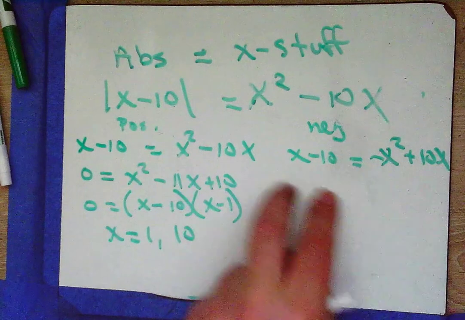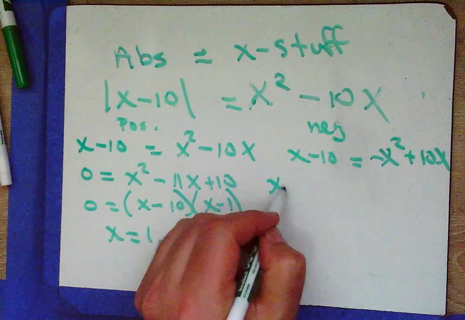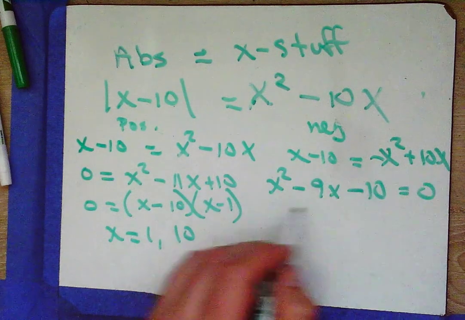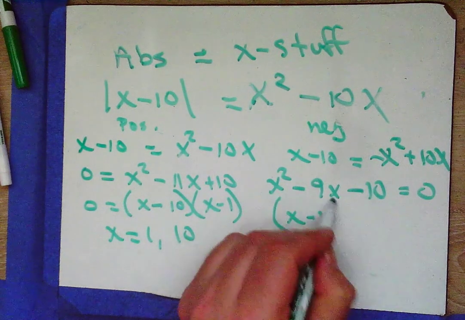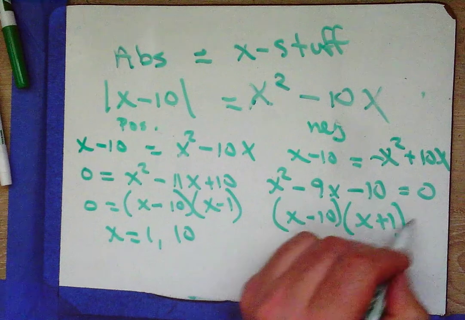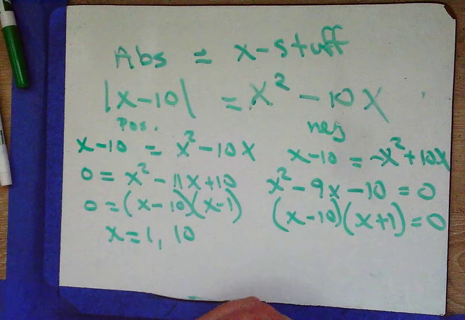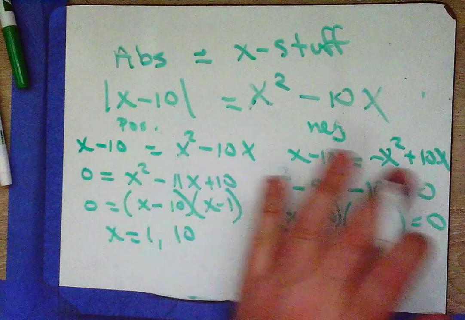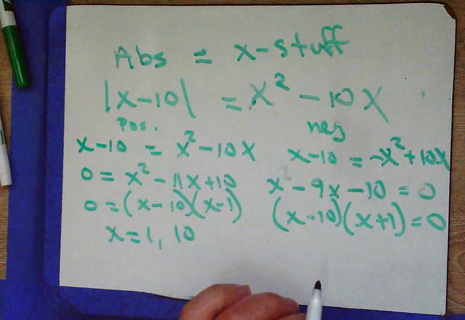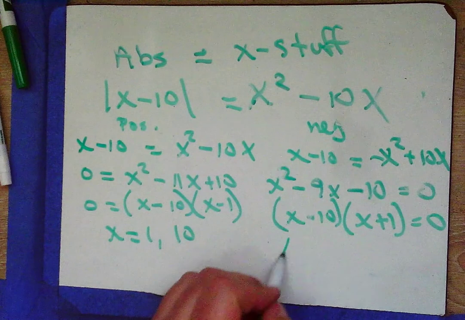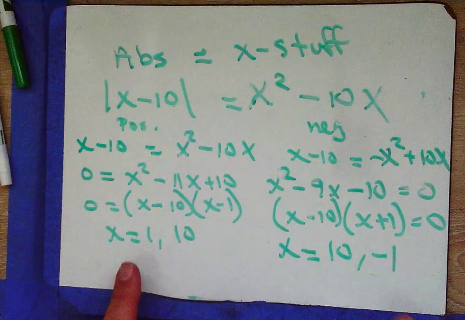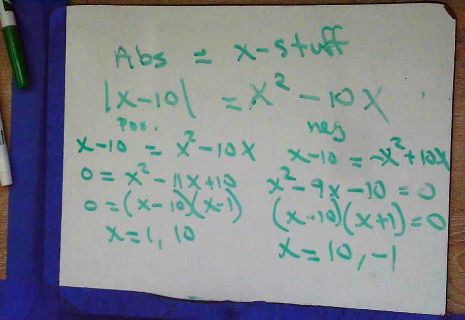Here, I'm going to move everything over there so I can have a positive x squared minus 9x minus 10 equals 0. And when I factor, I get this. Minus 10x, 1x minus 10x is negative 9x. I got the negative. Yep, that's right. And so I get x equals 10 and negative 1. So I have three different answers, 1, negative 1, and positive 10.